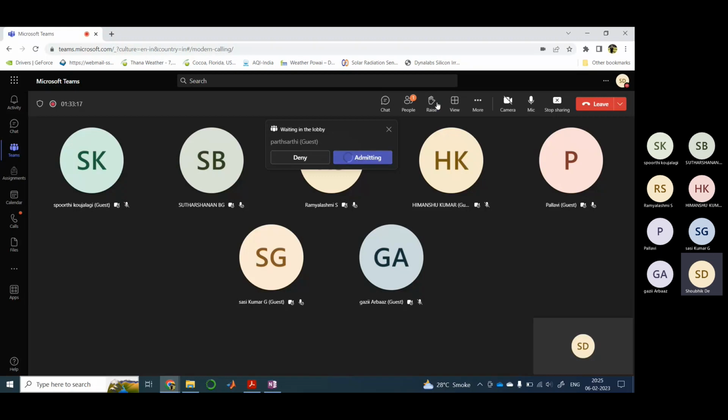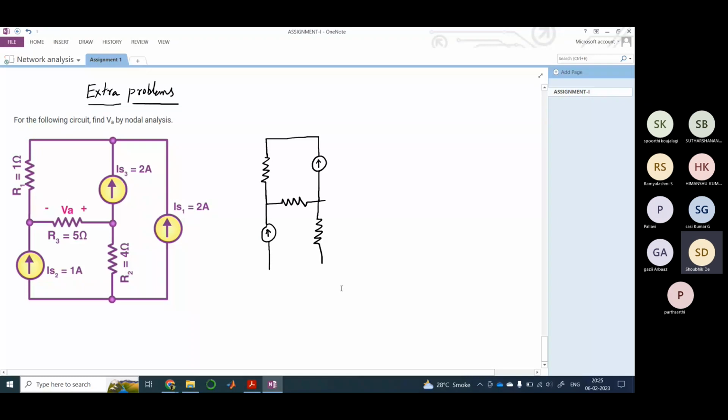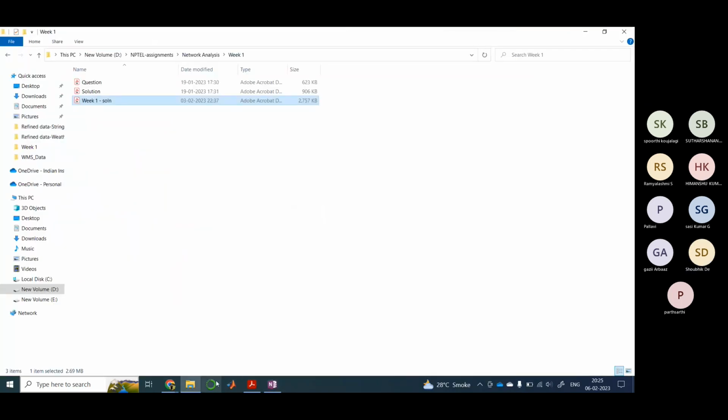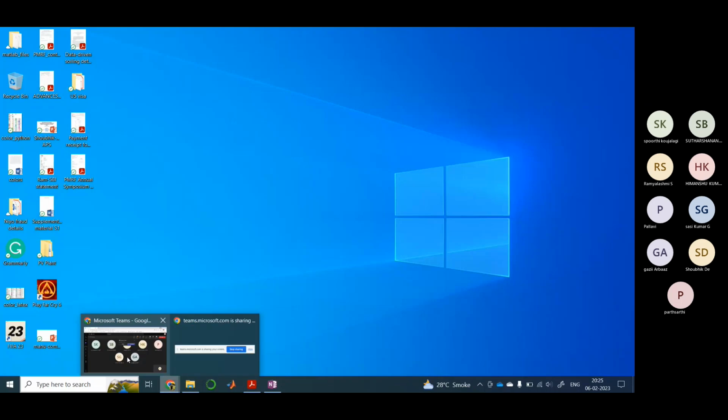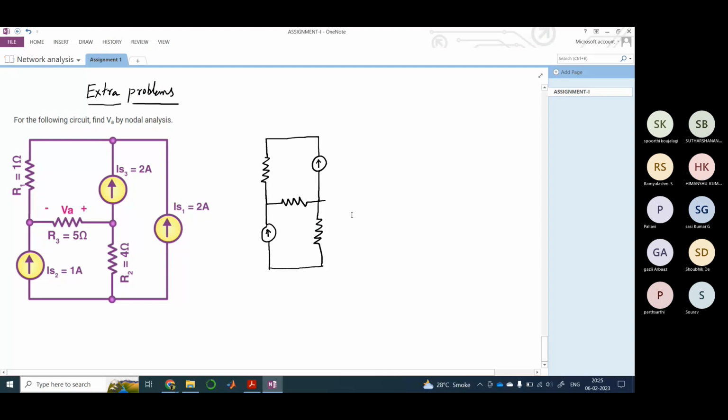Some guys are still trying to enter at this stage. Please try to join the session quickly. Really sorry for my drawing. I am not that expert, so sorry for that.